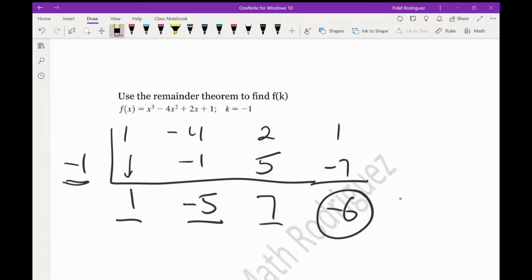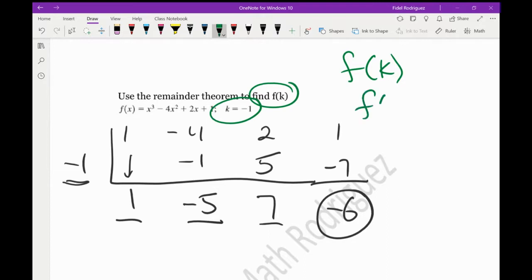Okay? So, look at what the directions are asking me to find. They're asking me to find f of k. And in this case, k is the number negative 1. So f of negative 1 is just negative 6. It's always going to be the remainder, every single time. Okay?